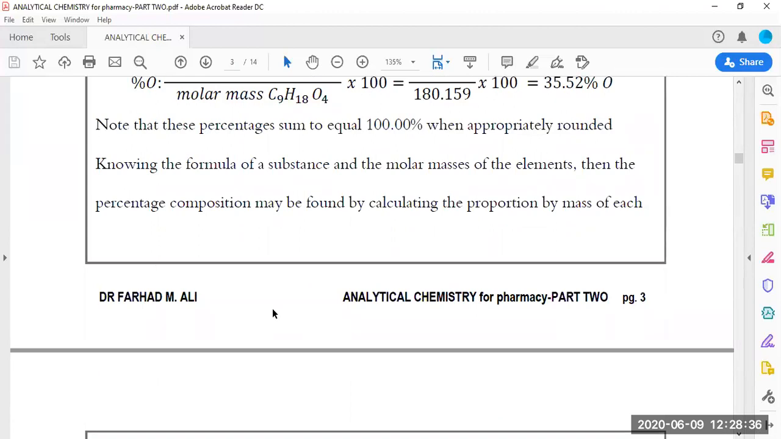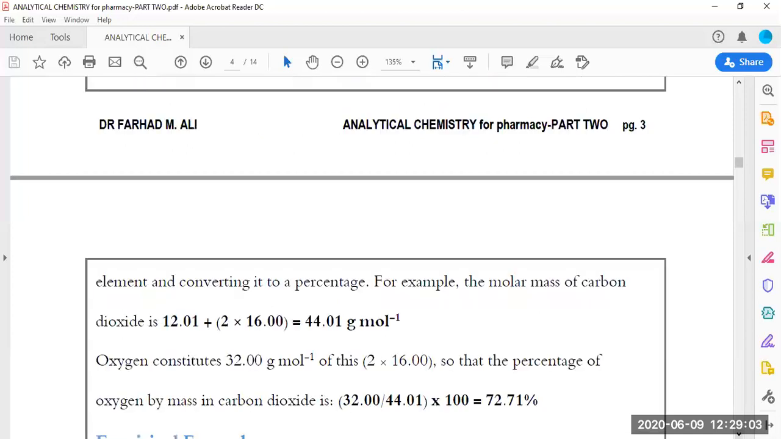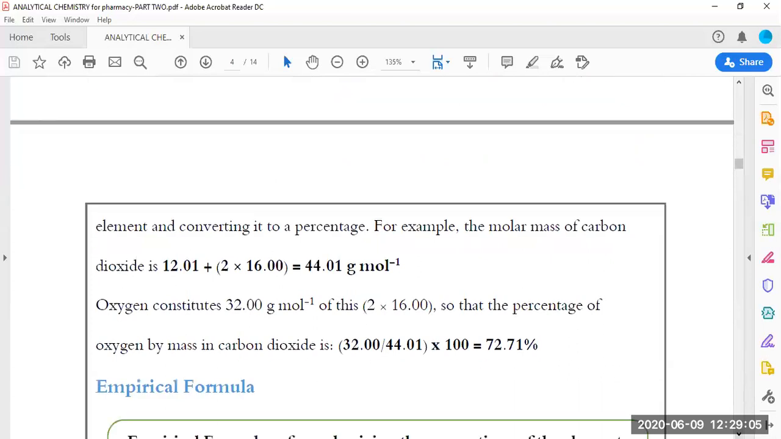So knowing the formula of a substance, as you see, you must know the formula so you can calculate the percentage. If you don't know the formula, you cannot calculate the percentage. So the percentage composition may be found by calculating the proportion of mass by mass of each element and converting it to percent.